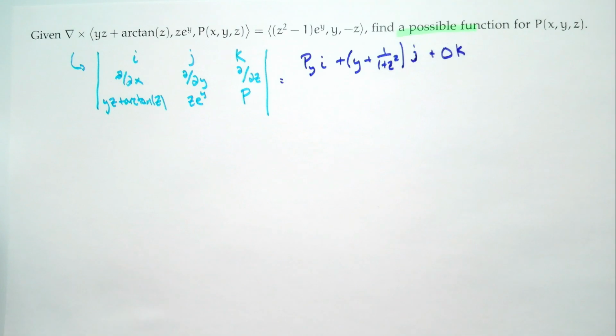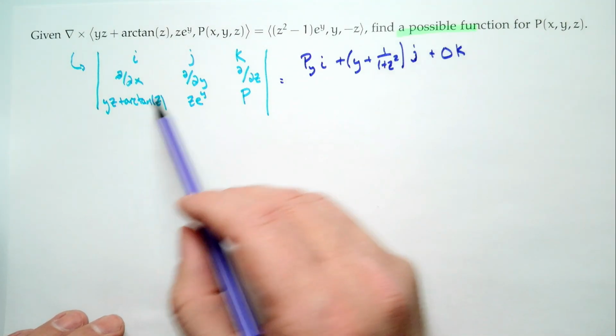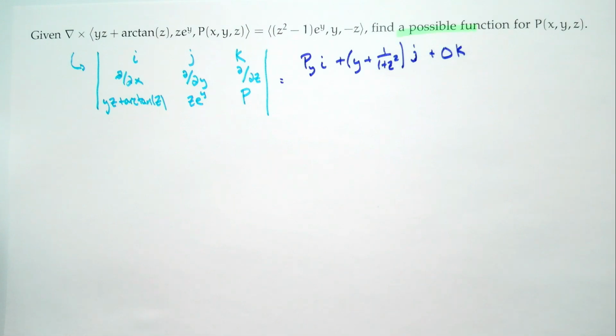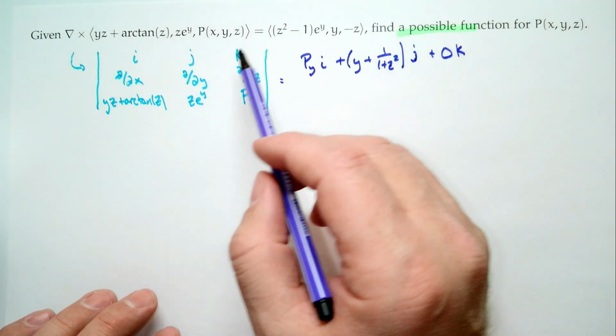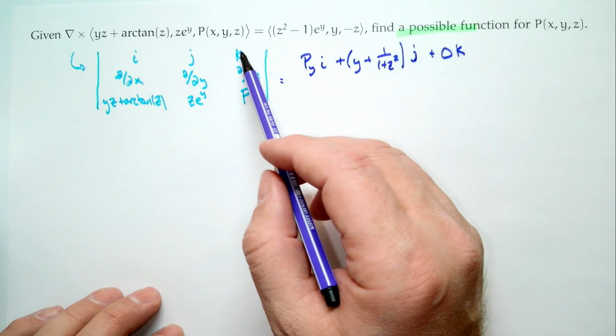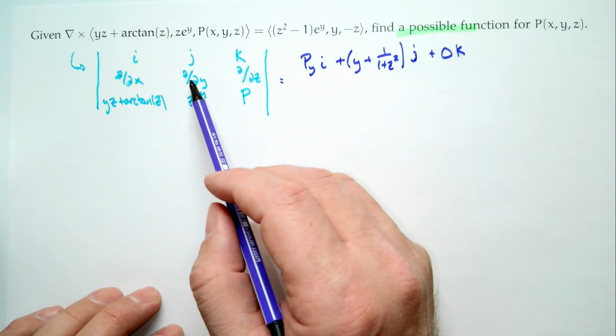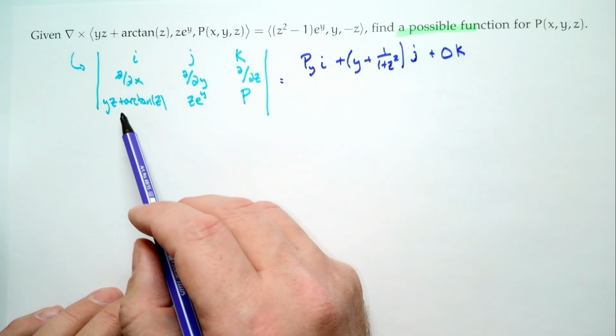I oftentimes forget stuff. Now we're only halfway done. We've got to go in the other direction as well. So, okay, going in the uphill direction. And by the way, if you prefer doing your determinants by cofactor expansion, that's great. It works just as well, as long as you make sure you have it down. So in the other direction, going in this way, I'm going to have partial derivative with respect to y of yz plus arctangent of z.